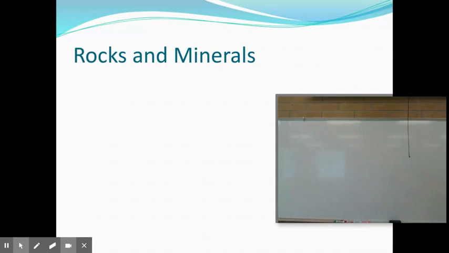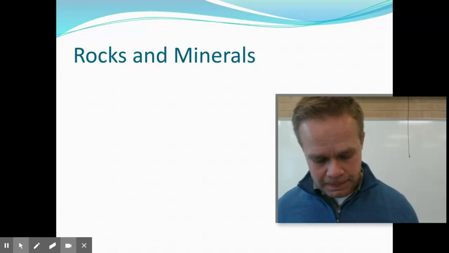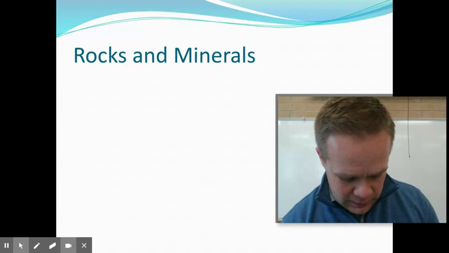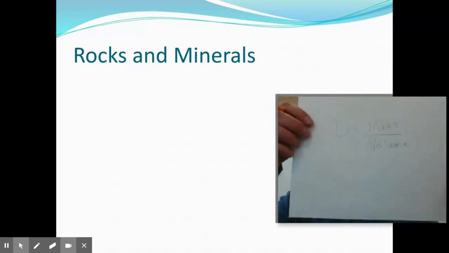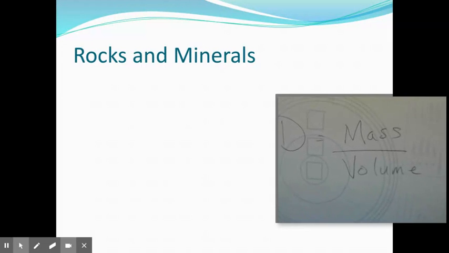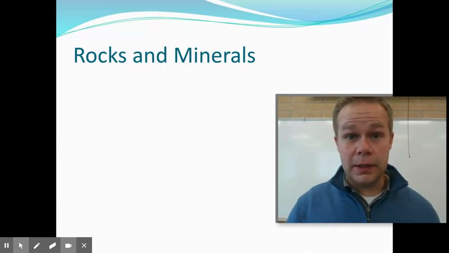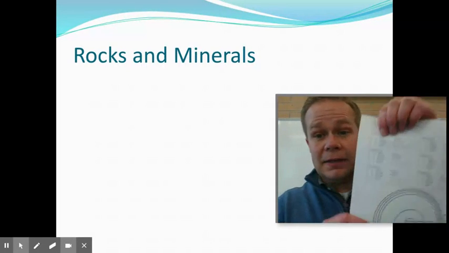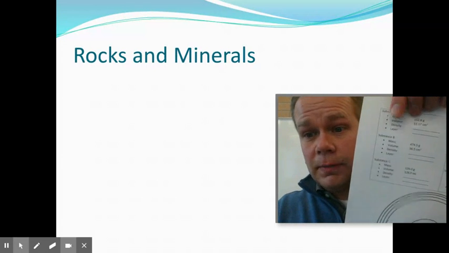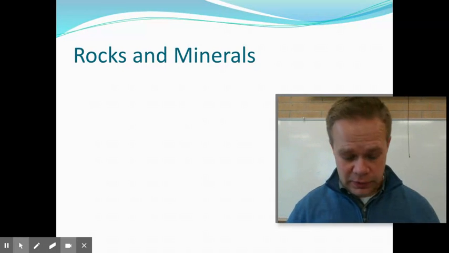So in order to do this, you would need to have a calculator in order to calculate density. Remember that density is equal to the mass divided by the volume. That's how you find density. Mass divided by volume. We learned that a long time ago, and we're going to use that today. So here's mass for substance A and volume. Here's mass and volume for substance B, etc. You simply need to take those numbers and divide them.